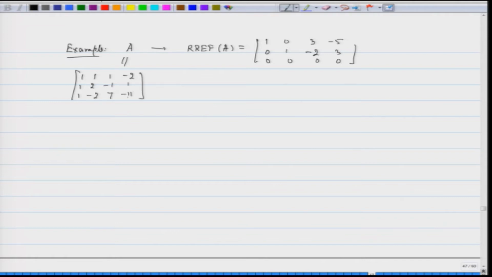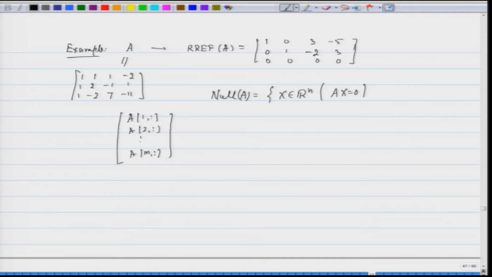All right. So, I would like you to see that when I am solving the system, look at this null space of A. So, null space of A is all x belonging to Rn such that Ax is 0. So, what exactly are we doing? Let us understand that. So, I have this first row, second row, up to the mth row of A. This is my A and my x is x1, x2, up to xn, or basically x itself.